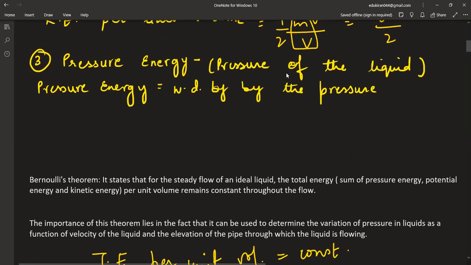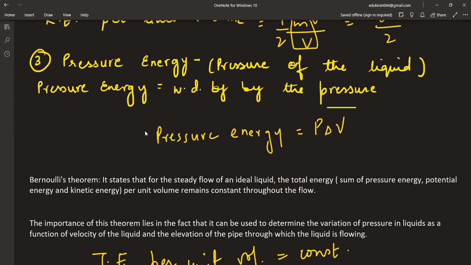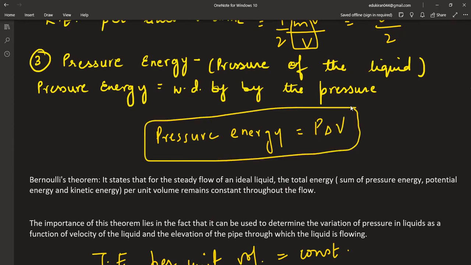Lastly, you have pressure energy. Pressure energy means the work done by the pressure. So basically, we write the pressure energy as P delta V. This is the change in work done that we'll be calculating.